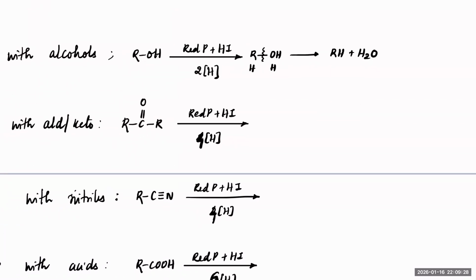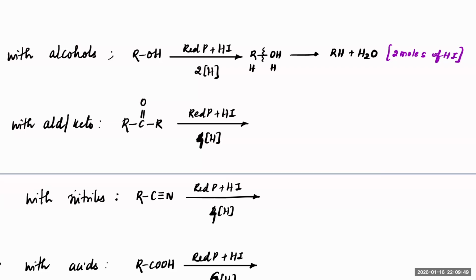Similarly, notice how many nascent hydrogens were used. Two. So two nascent hydrogens means I'll require 2 moles of HI. So that is the information I'll write down here. We'll be utilizing 2 moles of HI.